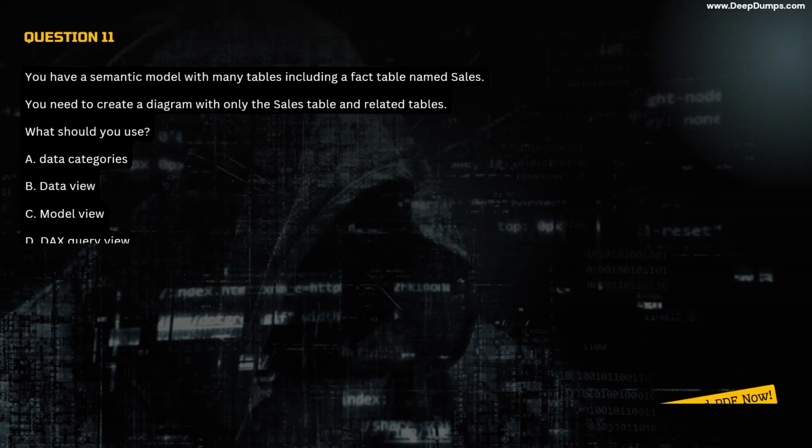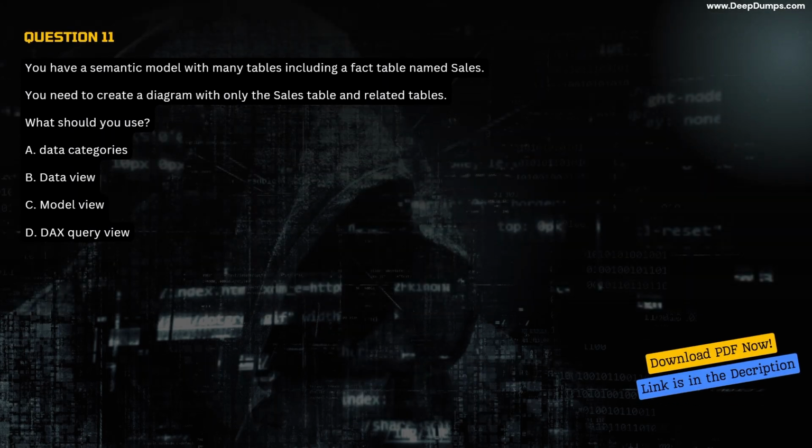Question 11. You have a semantic model with many tables including a fact table named Sales. You need to create a diagram with only the Sales table and related tables. What should you use? A. Data categories. B. Data view. C. Model view. D. DAX query view. Correct answer C. Model view.